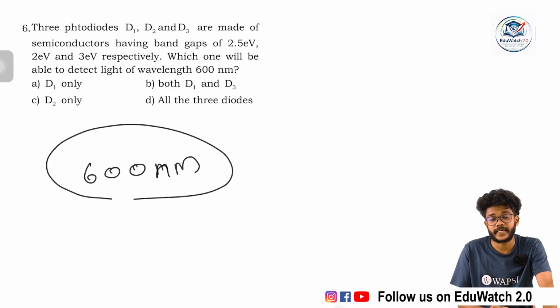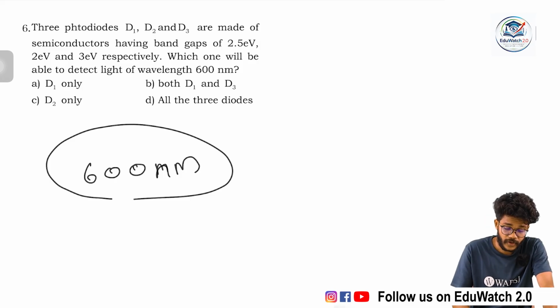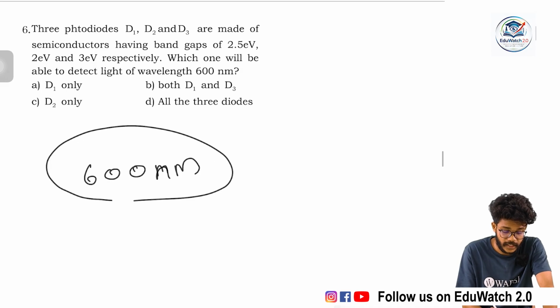That means the energy of this energy band gap should be less than the energy of 600 nanometer. So for simplicity, we can calculate the energy of the 600 nanometer wave.